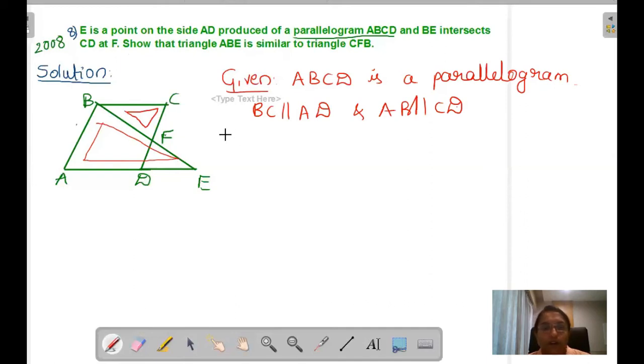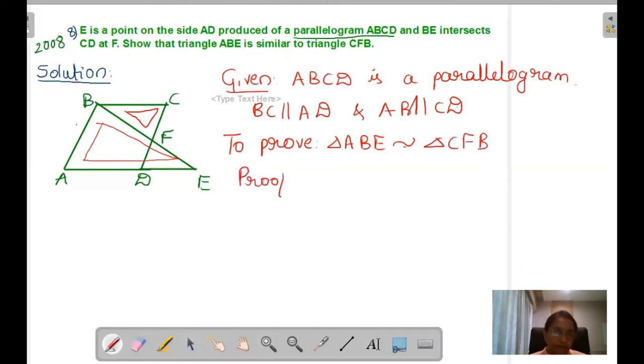Okay, so what we have to prove? To prove: triangle ABE is similar to triangle CFB. Okay, proof. In this one, just try to make two angles equal. Try to show two angles equal. How will you show two angles are equal? See here, whenever parallel lines are there, think of alternate angles or corresponding angles.